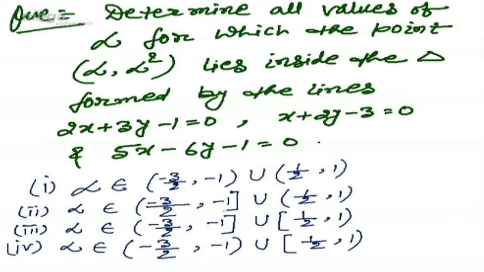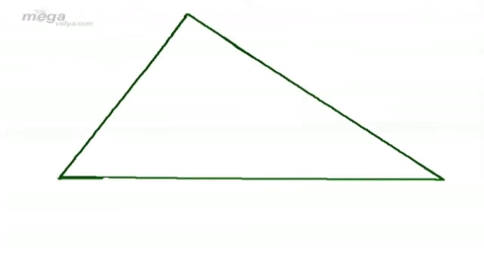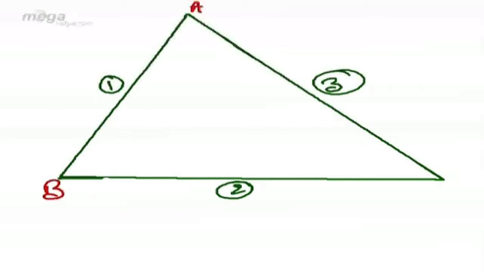This question was asked in IIT in year 1992. So what we'll do here is first of all draw the figure. The figure is, there are three straight lines. Suppose this is 1, this is 2, and this is 3. This is point A, this is point B, and this is point C. Now according to the question, the point alpha comma alpha square should lie inside this triangle.